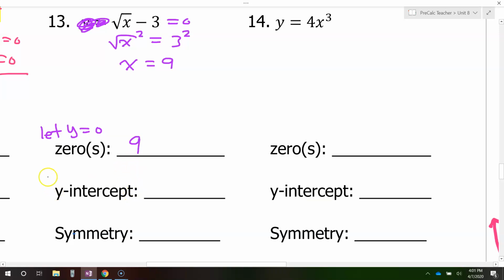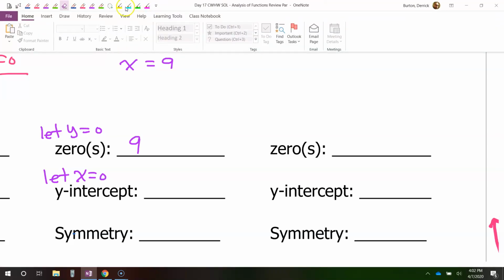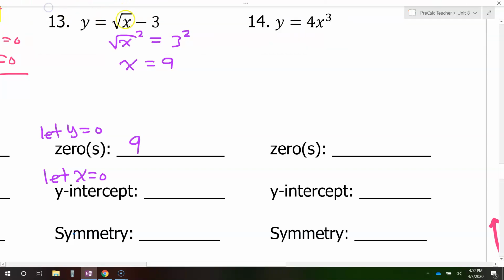Time for the y-intercept. For the y-intercept, you let x equal 0. All right, if you let x equal 0, that means I'm putting a 0 right here. 0 minus 3, that's going to be -3. I let x equal 0, so I'm going to have 0 comma -3. A y-intercept is an ordered pair. If you just put -3, you're going to lose points. You have to put 0 comma -3.